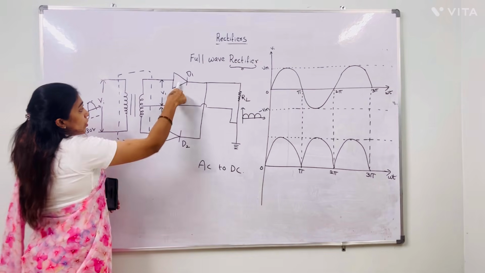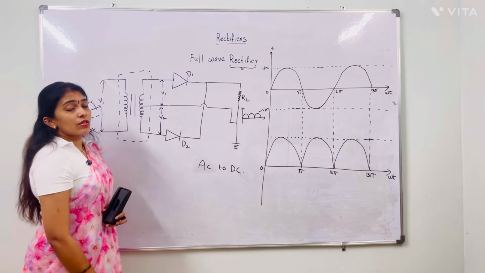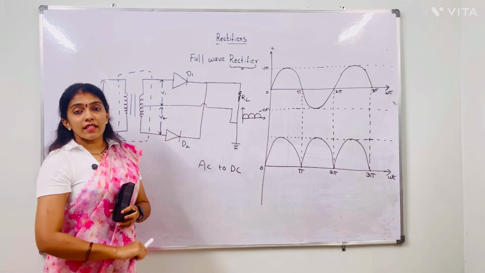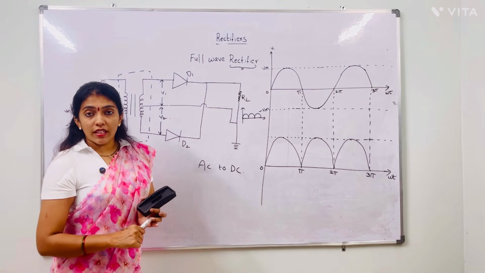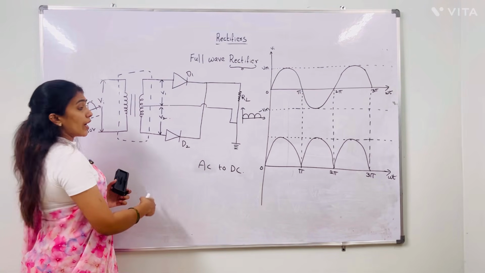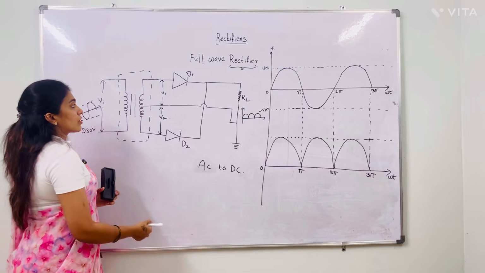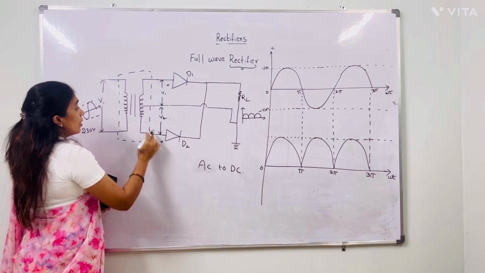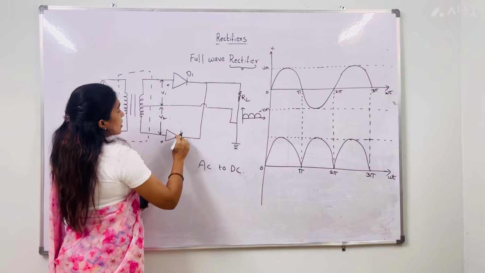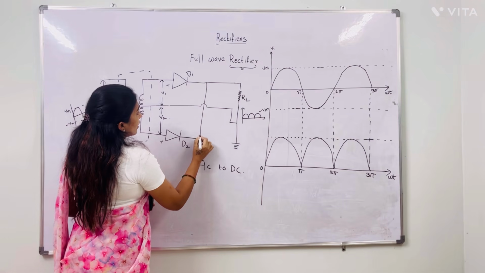Right. So we know the function of diodes. The function of a diode is to allow current in a single direction. During the positive half cycle, the diode is on. During the negative half, the diode is in the off condition. The two anodes are connected to the secondary winding of the transformer, and these two cathodes are connected together at one point.